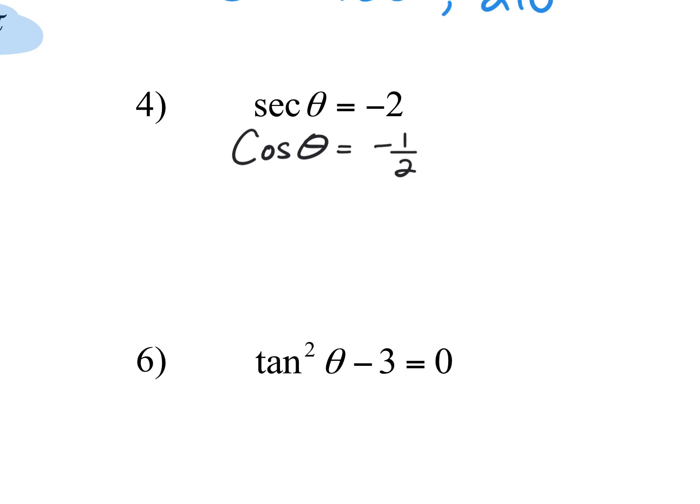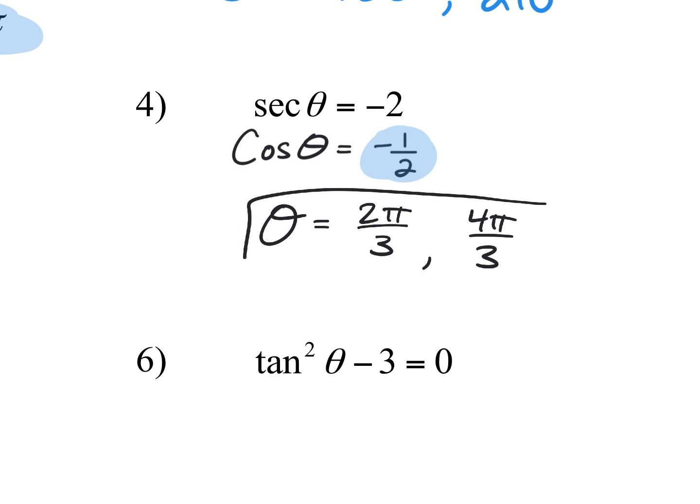The reciprocal of 2 being -1/2. This should be a little bit more familiar, especially seeing that -1/2. That -1/2 shows up on our unit circle a few times. So if cosine is negative, that's happening on the left side of our graph in quadrants 2 and 3. If cosine is -1/2, that's closer to the x-axis than -1. So theta here is going to be a 60-degree reference angle, or 2 pi over 3 in the second quadrant, and 4 pi over 3 in the third quadrant.